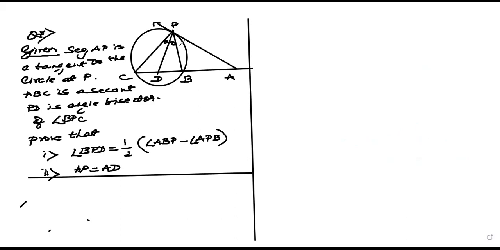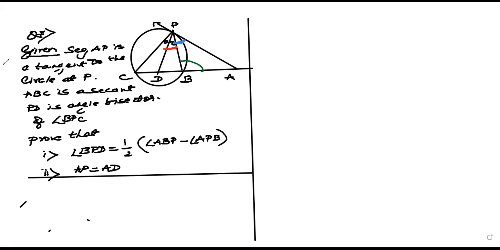I want to prove this angle BPD. Can you see this red angle? Okay, I want to show this angle BPD, red angle, is half this big dark green angle ABP minus this blue color angle APB. These three angles are involved: the green angle, the blue angle, and the red angle.